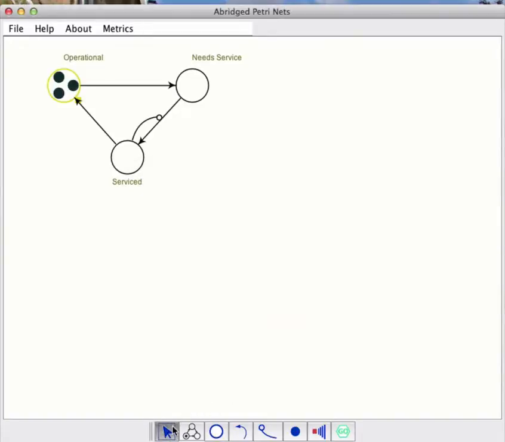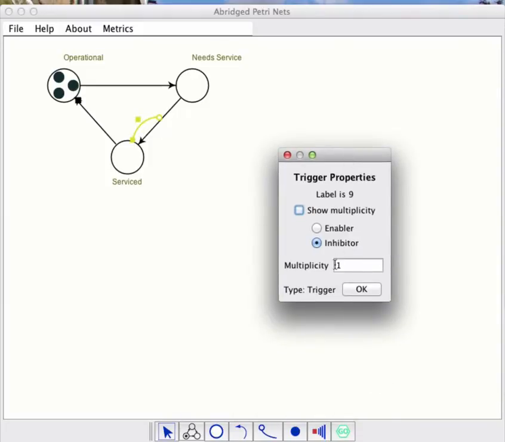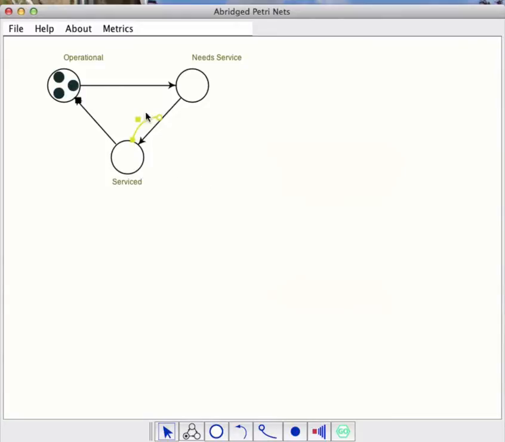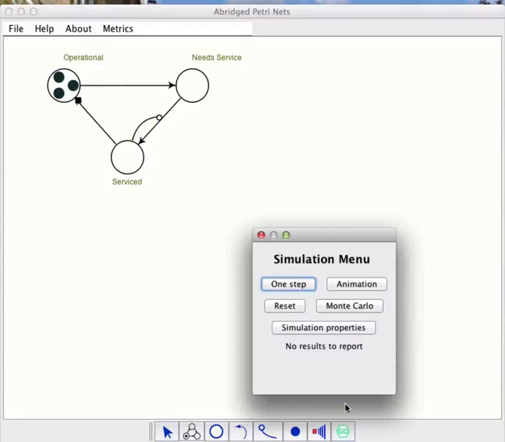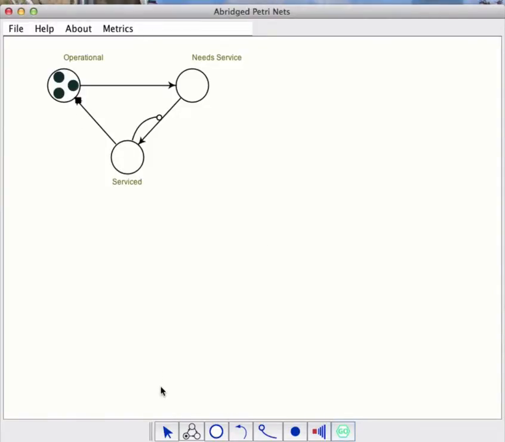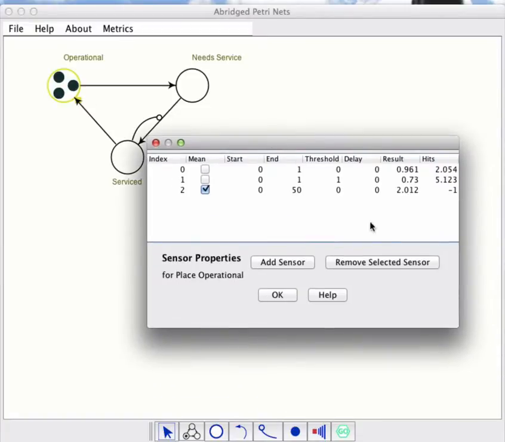So now we can, for example, see what changes occur if we allow two units to be serviced at the same time. So we change the multiplicity of this inhibitor, and we can rerun the simulation, and we can observe the changes that occurred after that. We can see that now the probability that we have at least one goes to 96, at least two to 73%, and we also can see that the average number of operational units increases as well to two.